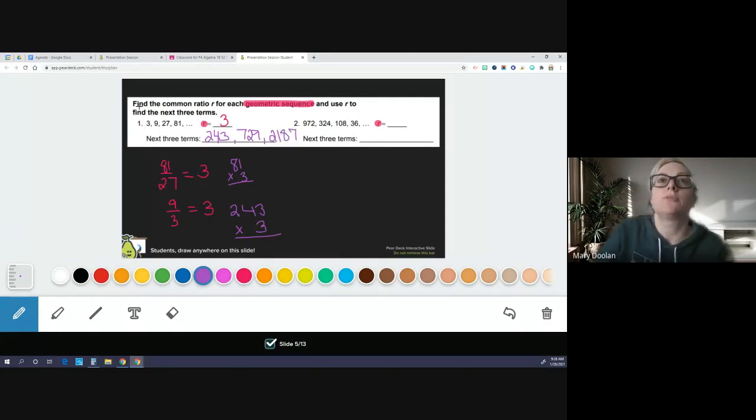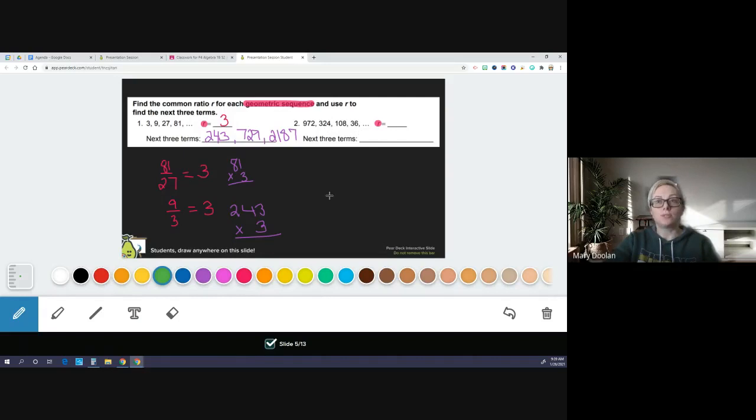Okay, so that's an example of a geometric sequence that's increasing. This one's increasing because, see, we started with 3 and then we're getting bigger and bigger and bigger. Now, when we look at this next one over here, this geometric sequence, we're starting with the first term. Term 1 is 972. Our next term is 324. Then 108, and then 36. So this is a decreasing sequence. But we still find out the common ratio the same way.